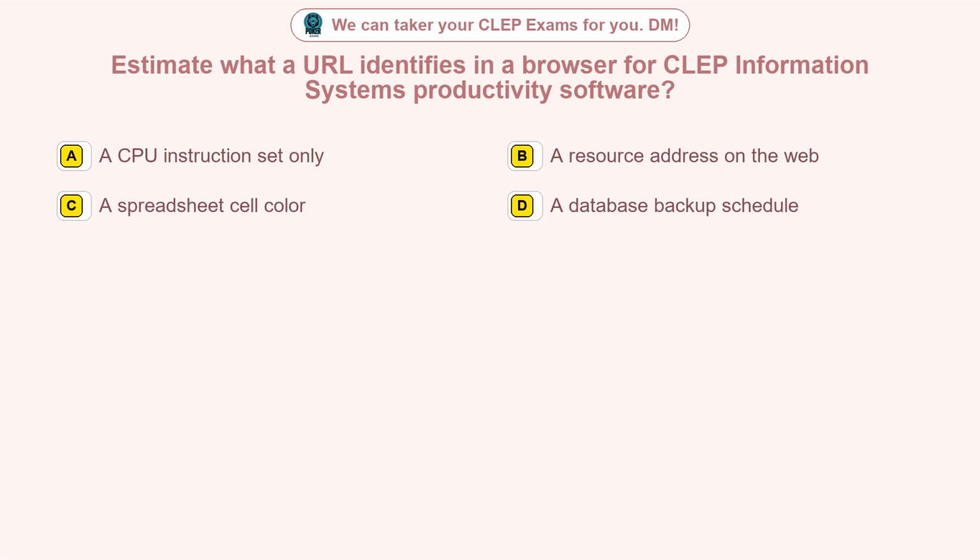Question 32. Estimate what a URL identifies in a browser for CLEP Information Systems productivity software. Option A. A CPU instruction set only. Option B. A resource address on the web. Option C. A spreadsheet cell color. Option D. A database backup schedule. The correct answer is option B. A resource address on the web.